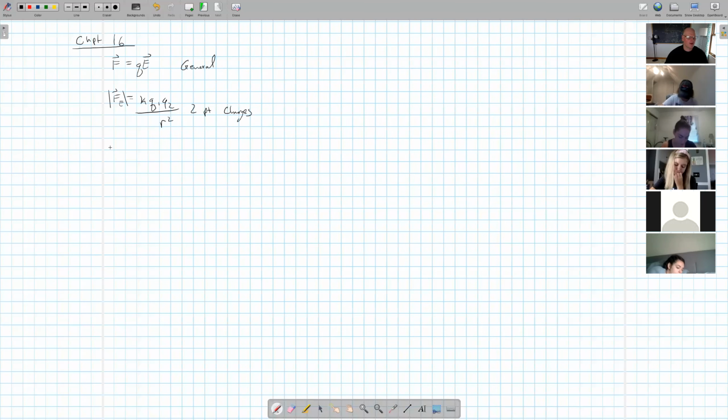If I have more than 1 point charge, then we say the force is equal to the sum over all of these individual forces. So if this is the force on the first charge, then this is equal to the force on that first charge by all the other charges. Okay? This was the superposition.